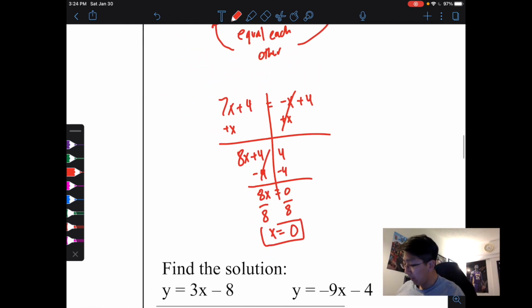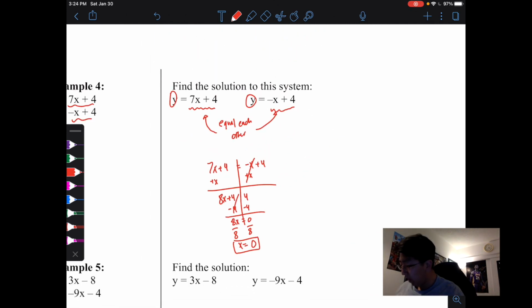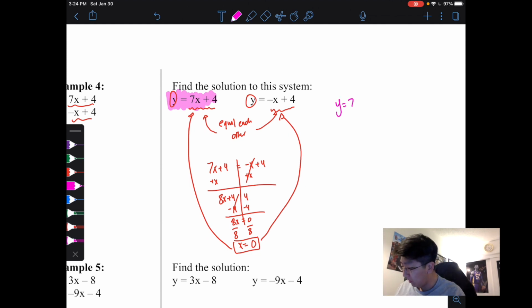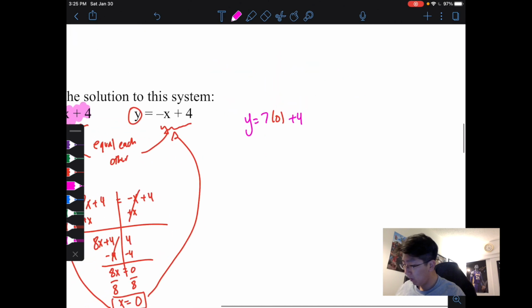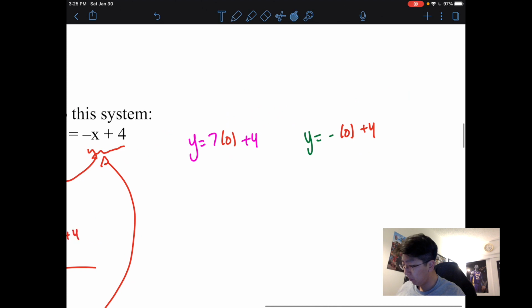So now that I know what x is, I know half the answer. I need to plug it back in for the x's. I'll do the first one in pink: y equals 7, and instead of x, I'm going to put 0. 7 times 0 plus 4. The other one is y equals negative 0 plus 4. This should be green.